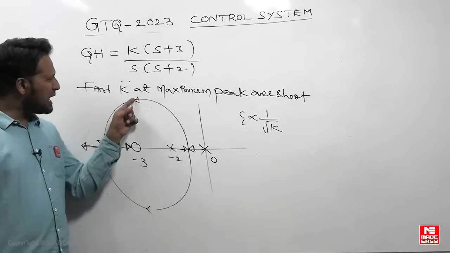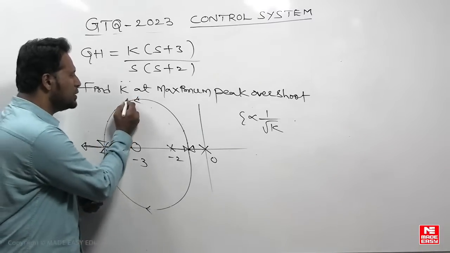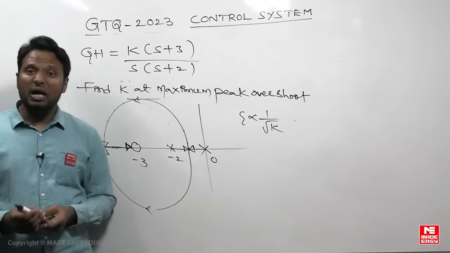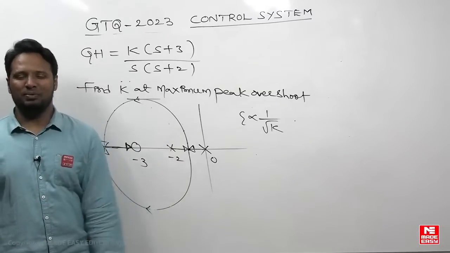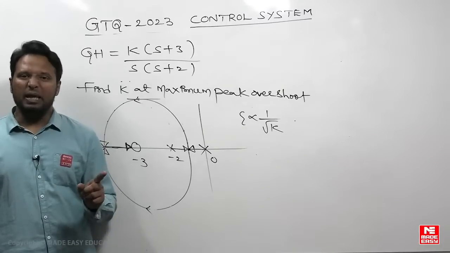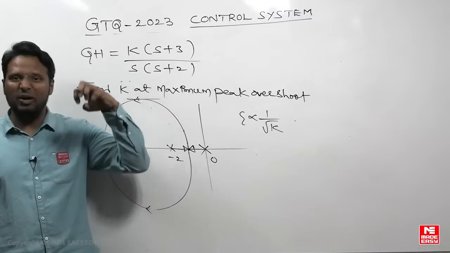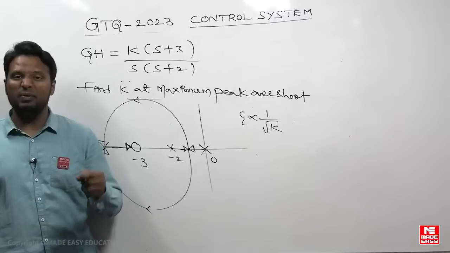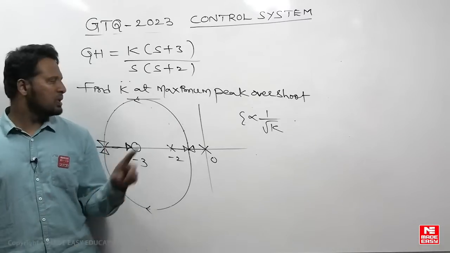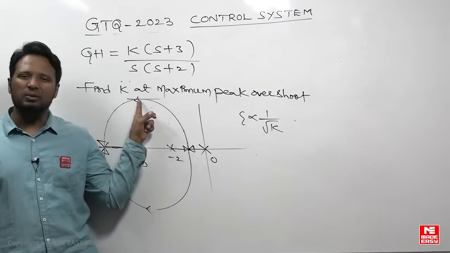That means here is the least value of zeta and here is the maximum value of Mp, right? Mp and zeta are inversely related, right? So if you want to have maximum value of the peak overshoot, that is possible when the zeta value is least. Least value of zeta is found here.